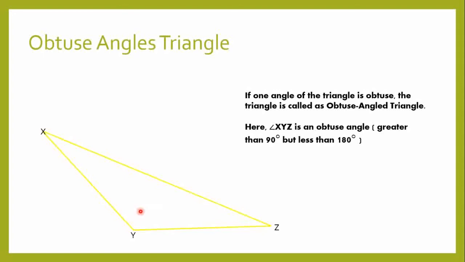In an obtuse angle triangle, if the measure of one angle of the triangle is obtuse, which is more than 90 degrees but less than 180 degrees, then that triangle is called an obtuse angle triangle. In this triangle, the measure of angle XYZ, this angle, is obtuse, which is more than 90 degrees but less than 180 degrees. So this triangle is an example of an obtuse angle triangle.